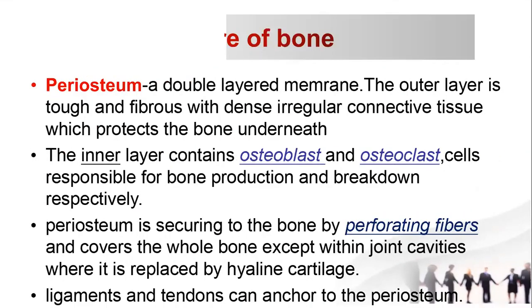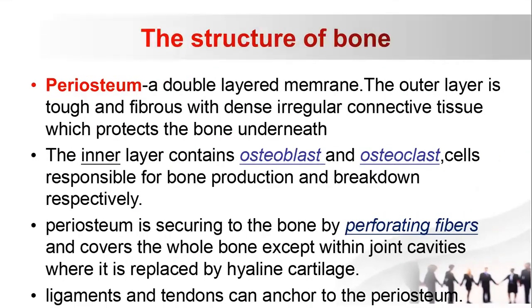So, moving ahead to the structure of bone, we have the basic structure of bone: what the bone contains and its basic nature. We have the periosteum. The periosteum is a double-layered membrane. The outer layer is tough and fibrous with dense, irregular connective tissue, which protects the bone underneath. The periosteum covers the bone along its whole length. Its inner layer contains osteoblasts and osteoclasts.